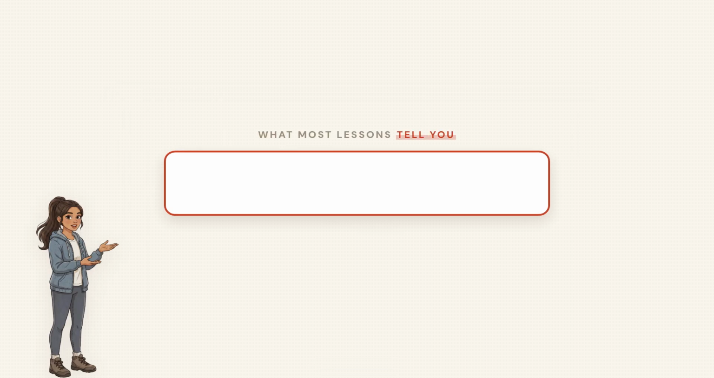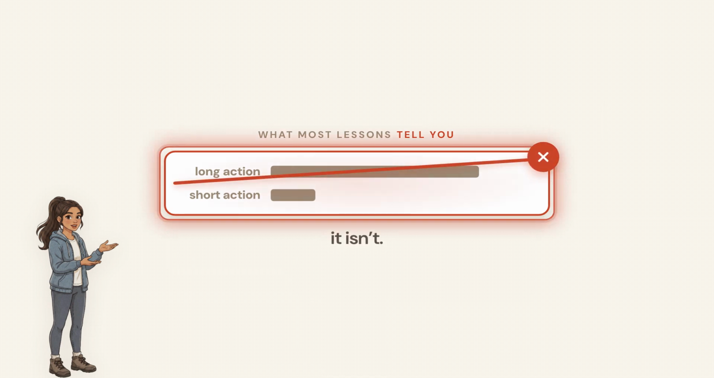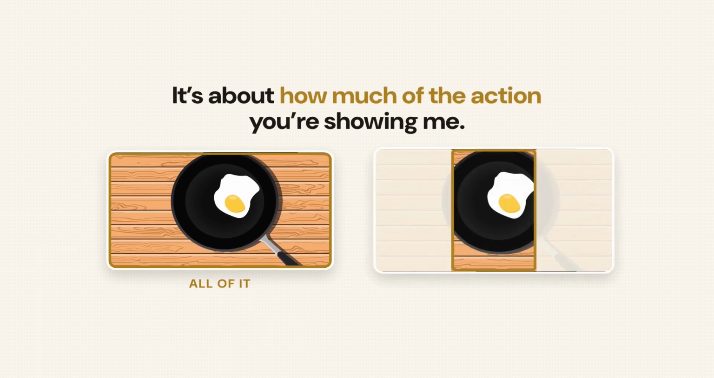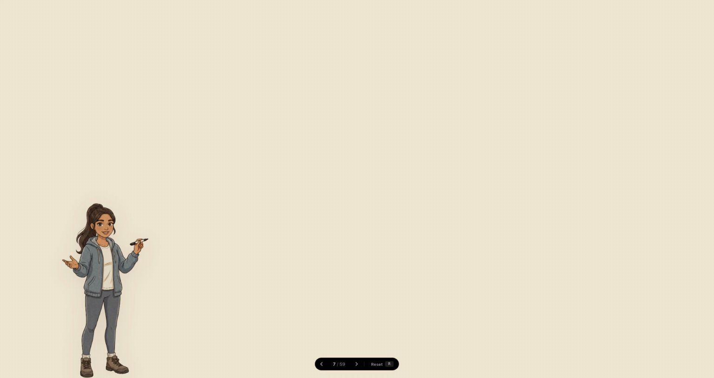Now, a lot of lessons will tell you this is about long actions and short actions. It isn't. And that's exactly why it keeps confusing you. It's about something much simpler. How much of the action you're showing me. Let's go.